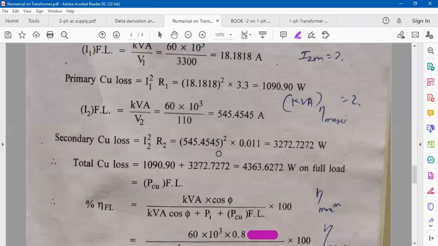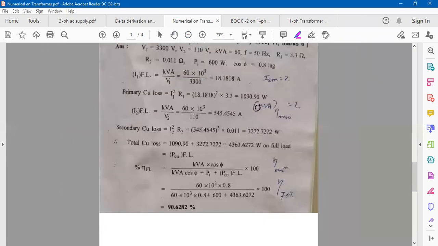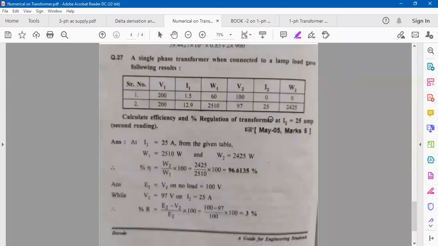Any difficulty with this sum? No, ma'am. Okay.